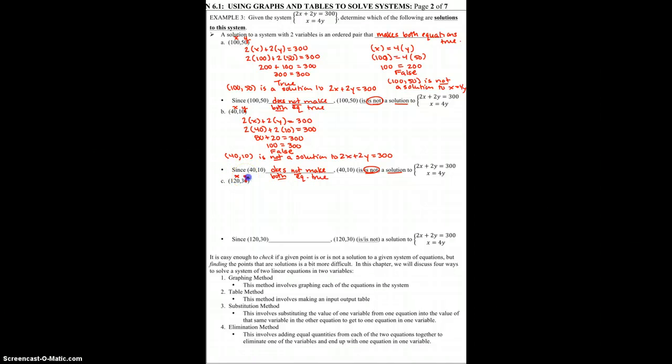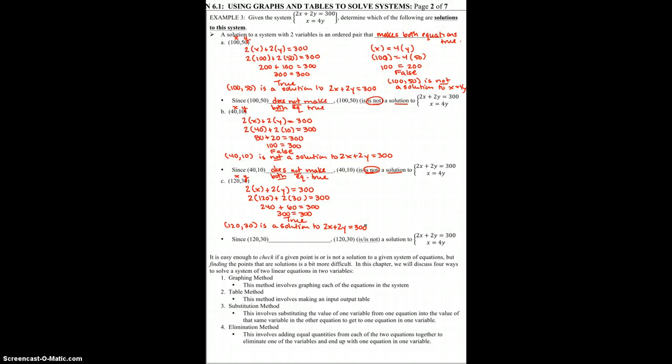Again, keeping in mind that this is an ordered pair x, y. So again, we're going to take our first equation, remembering to put parentheses around each variable before we substitute. We get 2 times 120 plus 2 times 30, and we want to know if that equals 300. So we're going to get 240 plus 60. So 300 equals 300, which is true. Okay, so our pair made our first equation true, so we know that 120, 30 is a solution to this equation, 2x plus 2y equals 300.